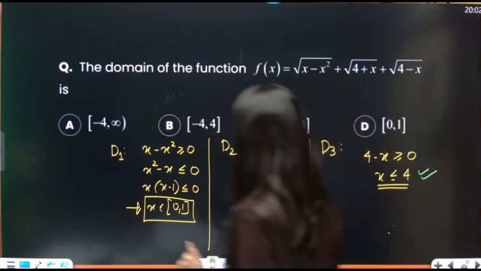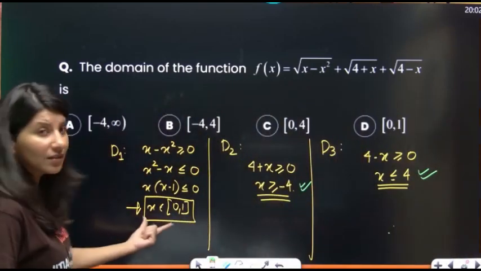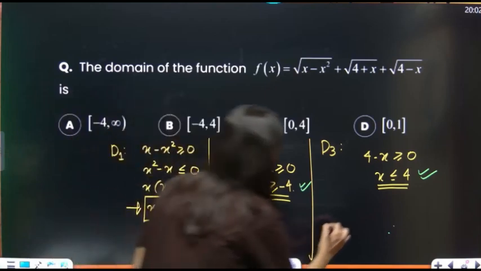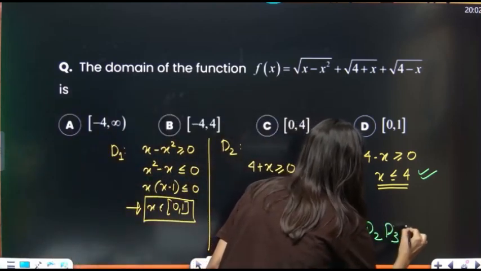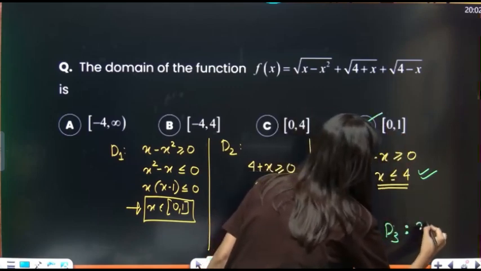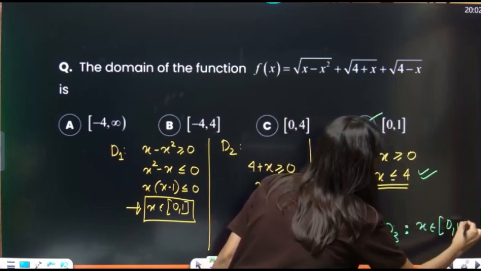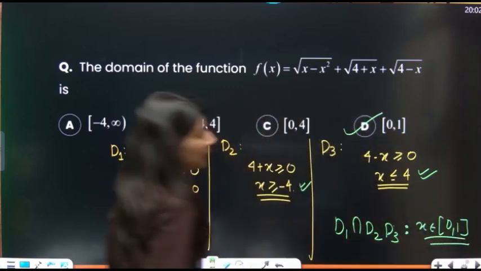If you combine D1, D2 and D3, the others give minus 4 to 4. But if you see D1, D1 intersection D2, what will you get? Tell me. Finally, it is so obvious that option D, x belongs to 0 to 1. Option D is absolutely correct.